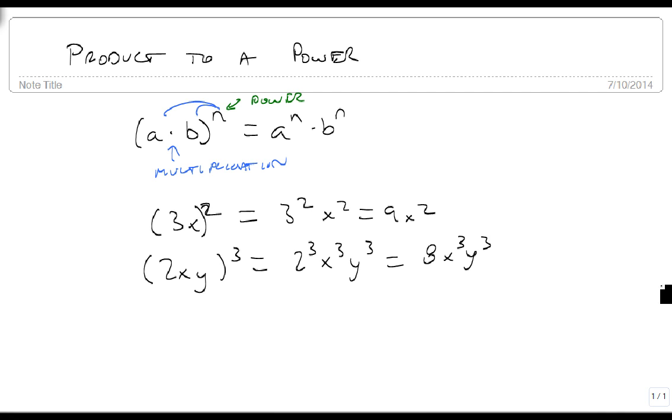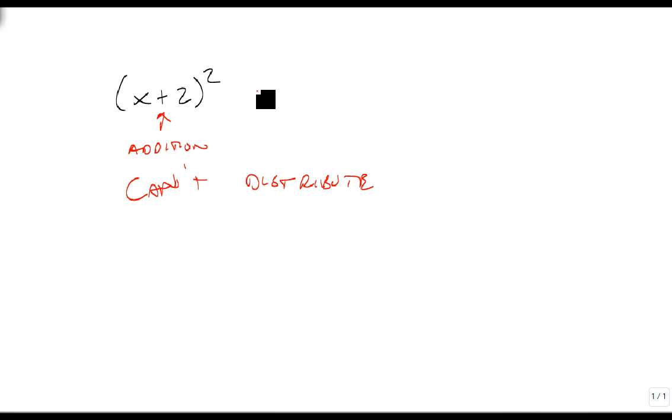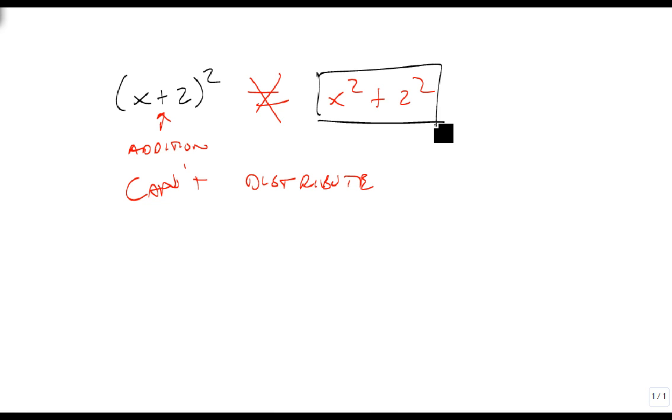Now, this comes with a warning, and I mentioned this already, but notice that if I have x plus 2 quantity squared, I really want to stress that because this is addition, you can't distribute. You can't write this. This is not equal to x squared plus 2 squared. If you do this, you will miss the problem.